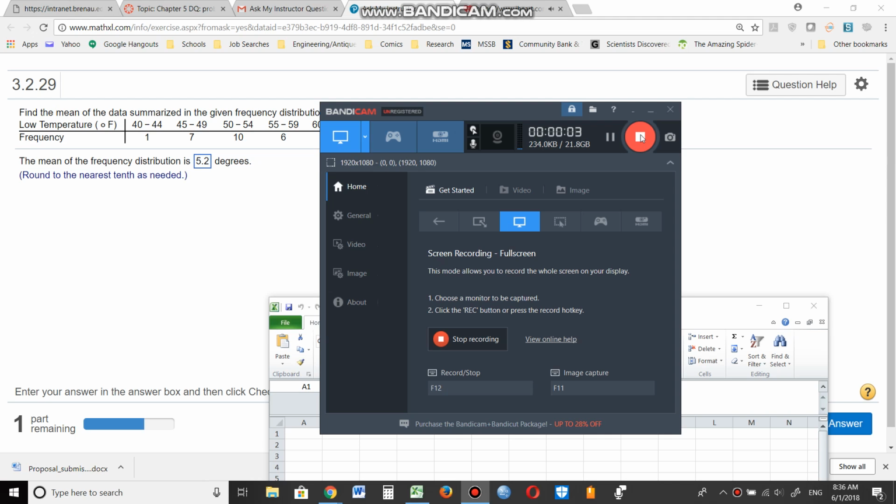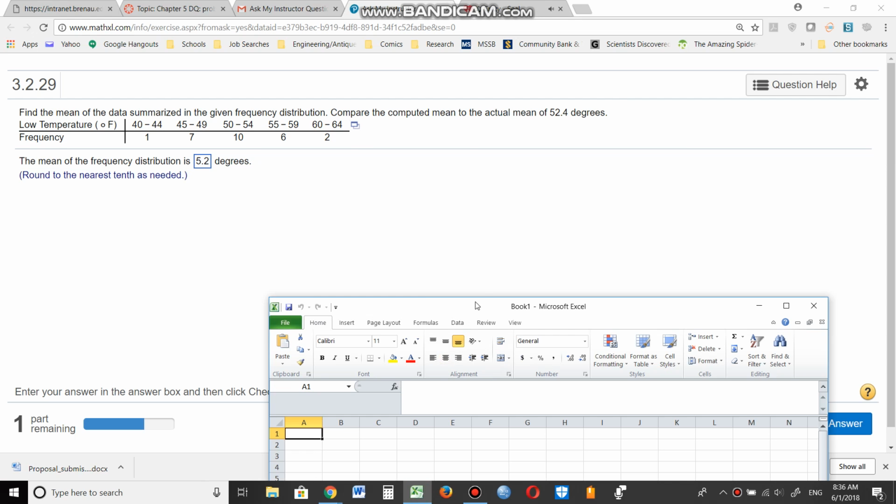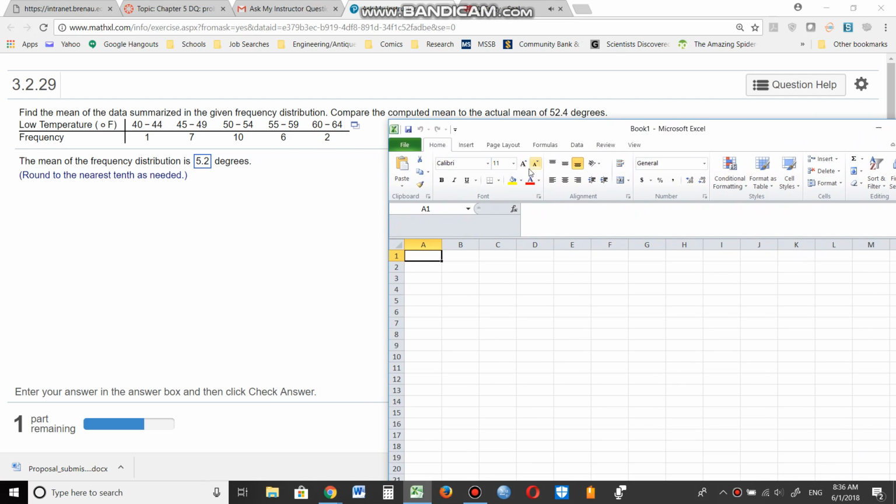Hi class, let's take a look at this question here. We have class intervals and frequencies and we want to find the mean. So in order for us to do this, we're going to have to pop into Excel real quick and do some calculations ahead of time, because StatCrunch is not going to be much use to us for this question, at least not on the surface.